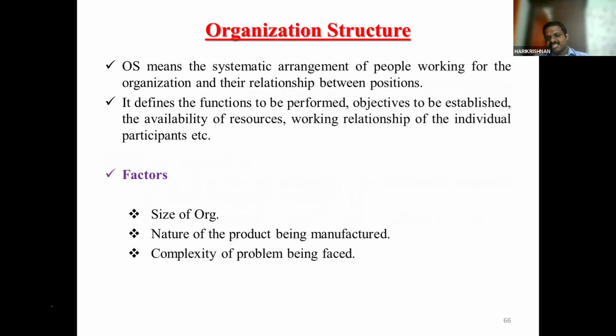Then organization structure. Organization means the systematic arrangement of people working for an organization and the relationship between positions. It defines the functions to be performed, objectives to be established, the availability of resources, and the working relationship of the individual participants. The factors affecting it are the size of the organization, nature of product being manufactured, and complexity of problem being faced. This is how organization structure will be made.